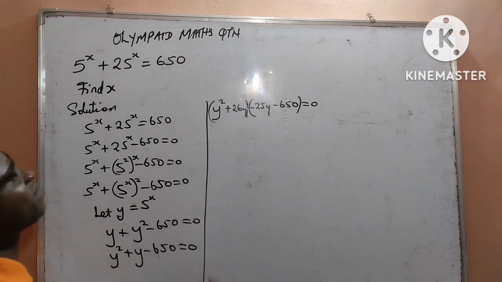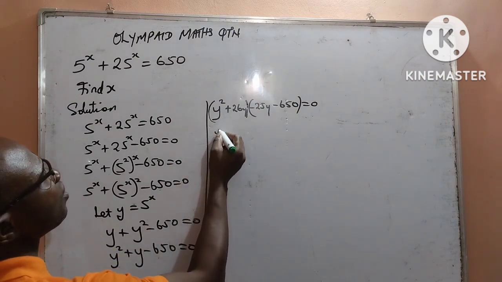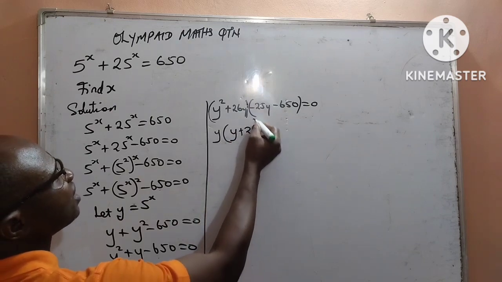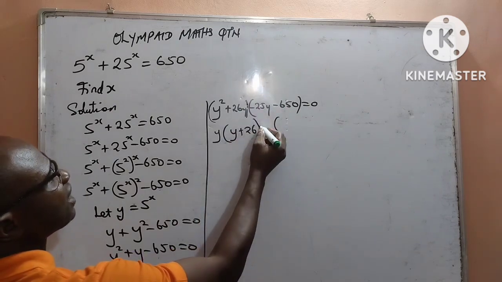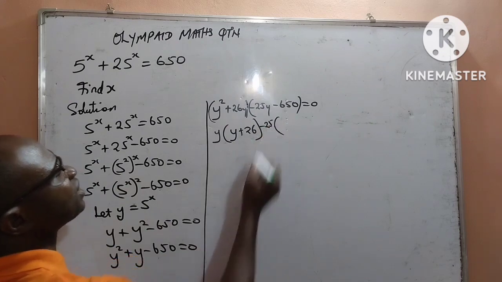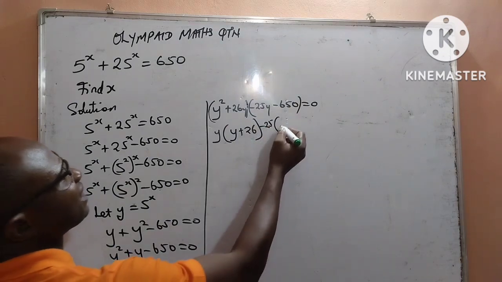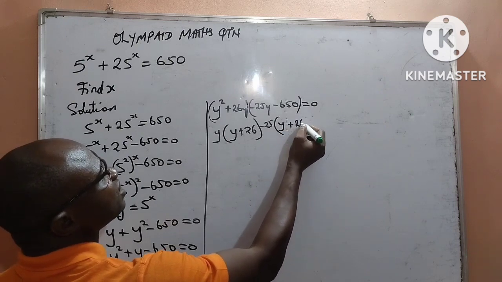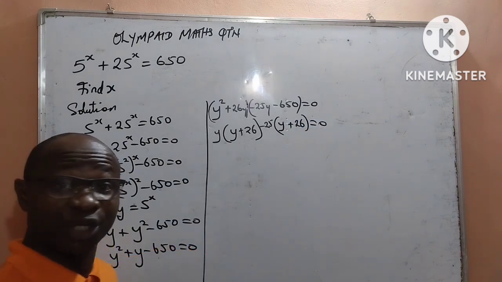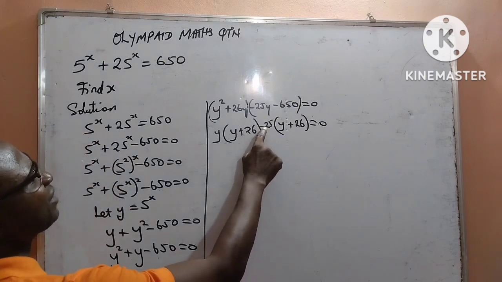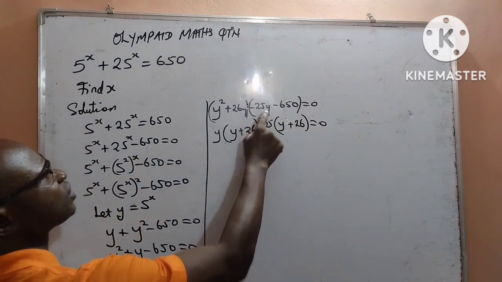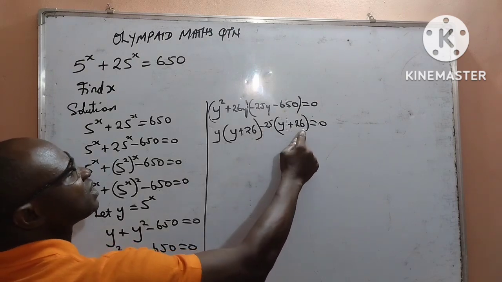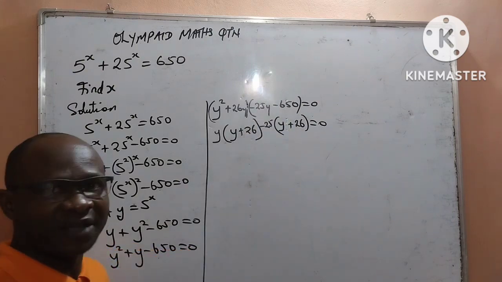And what is common in the first bracket is y. Then I have left y plus 26. Then in the second bracket, what is common is negative 25, so that inside the bracket I shall have y plus 26, all equal to 0, because minus 25 times y will give me minus 25y, and minus 25 times plus 26 will give me negative 650.